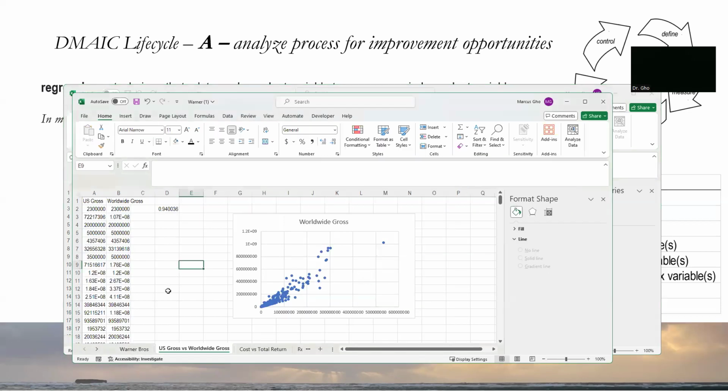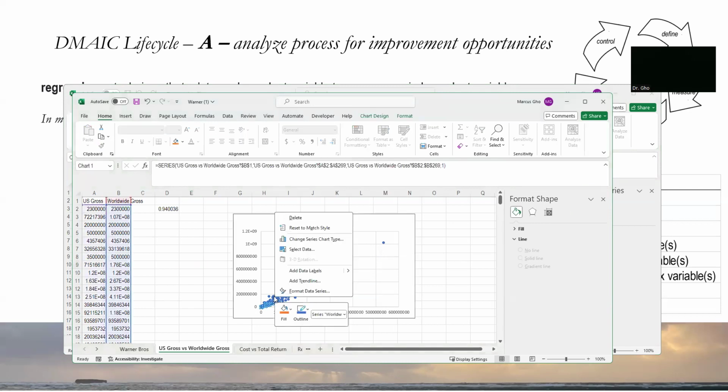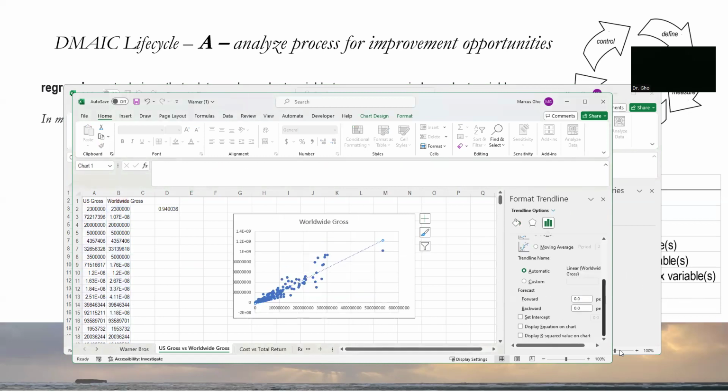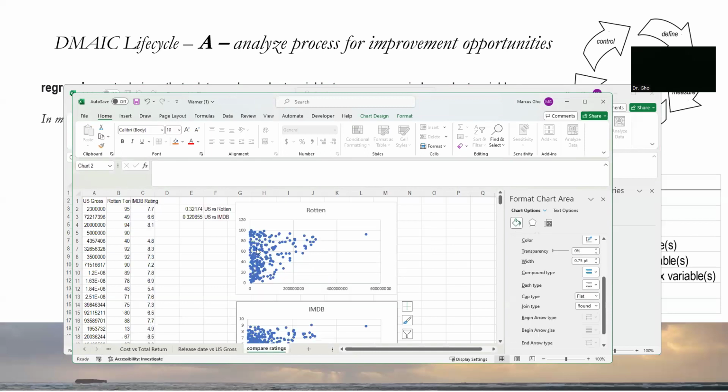If we go to the Warner data, here's U.S. gross sales versus worldwide gross sales. You could add a trend line. Okay, so I forgot, I don't know which one is which. And so as you increase more domestic sales, you'll have more international sales. That's what that's saying. And we can do the same thing with each of these when you're comparing rating.